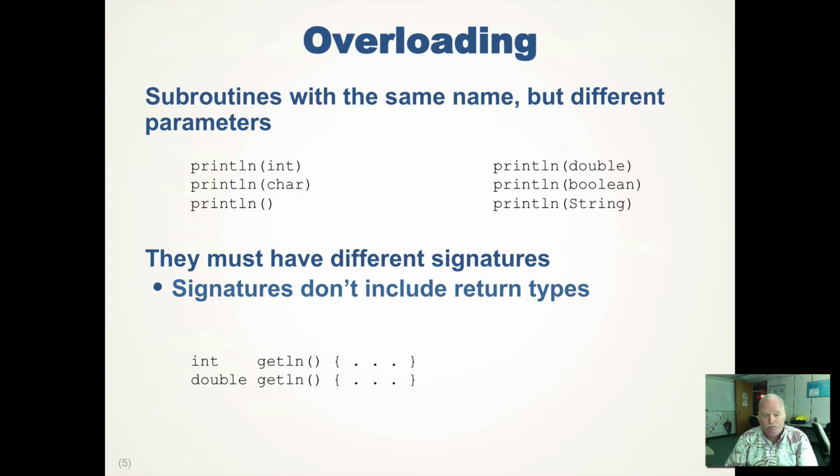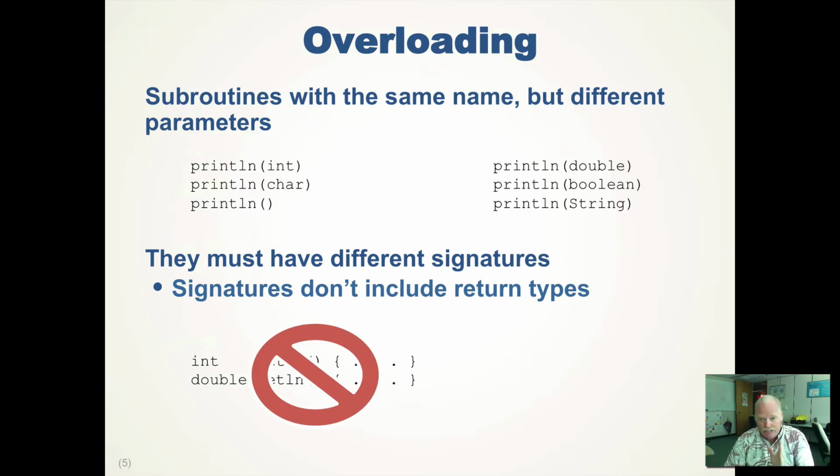And they need to be unique. You cannot have getLN with no parameters declared twice. That's illegal. You have to use unique signatures. So you can't do that. You must have different parameters.